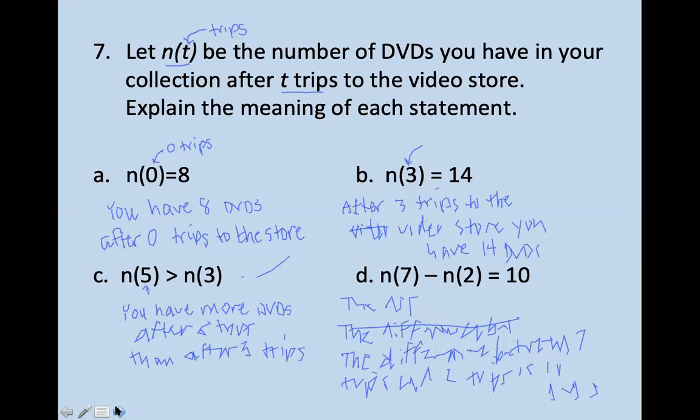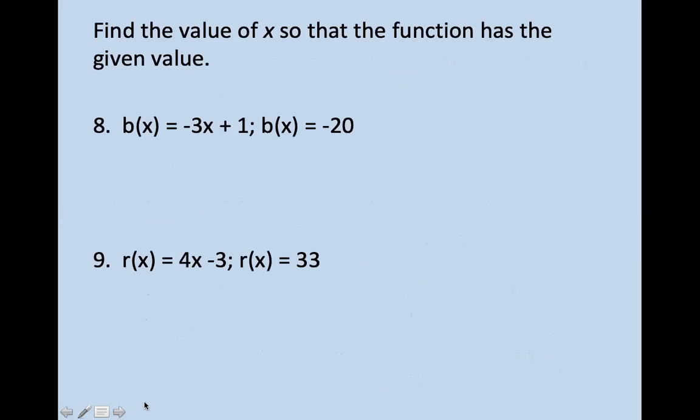All right, let's find a new one. This time it says, find the value of x so the function has the given value. So we're kind of working backwards this time. So here's b of x, and they're telling you they want to know what you get when that b of x is 20.